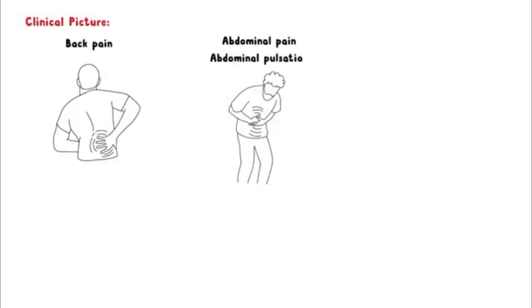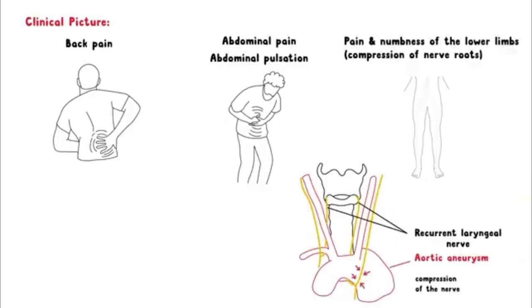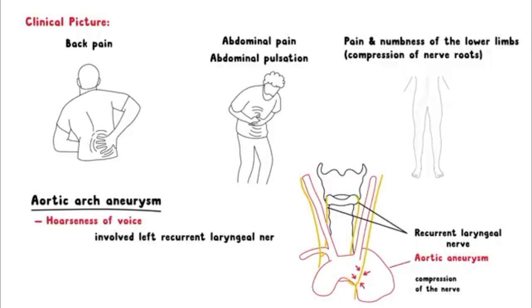Patients who have an abdominal aortic aneurysm may experience back pain, and abdominal pulsations. It is also possible that the aneurysm can result in compression of the nerve root, causing pain and numbness in the lower limbs. Patients who have an aortic arch aneurysm may have a hoarse voice due to involvement of the left recurrent laryngeal nerve, which wraps around the aortic arch. However, it is possible for patients to not present with any symptoms at all.